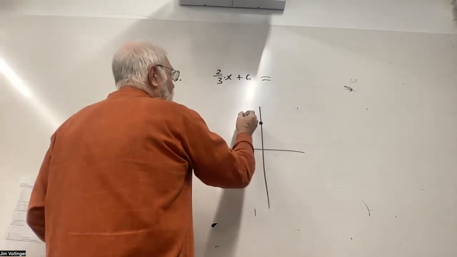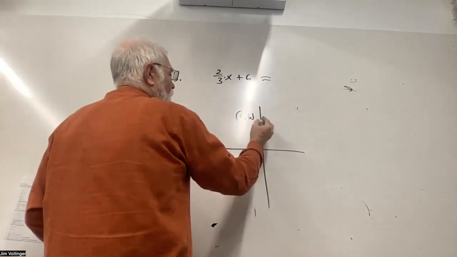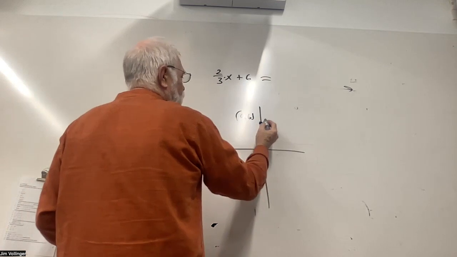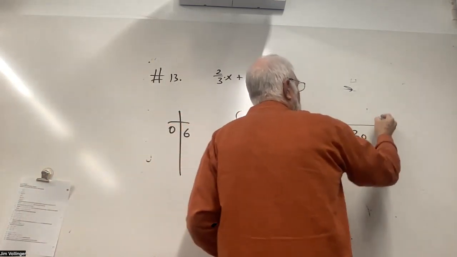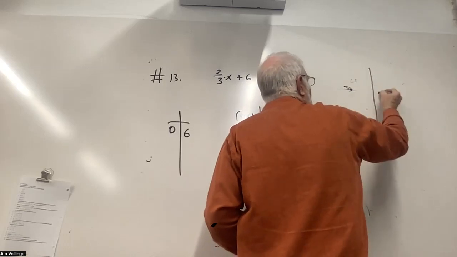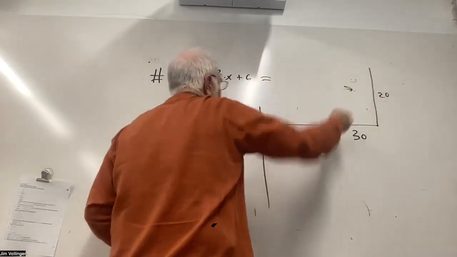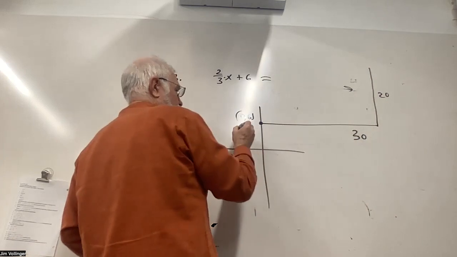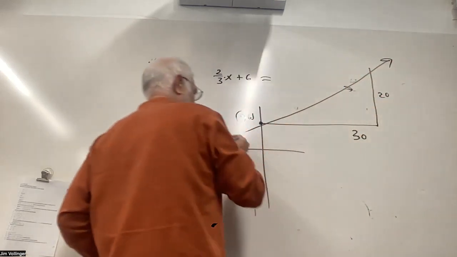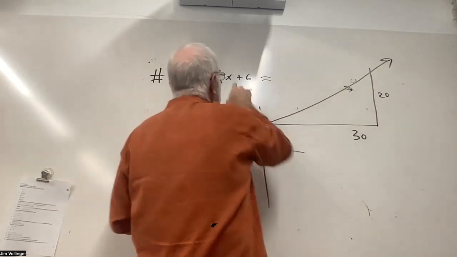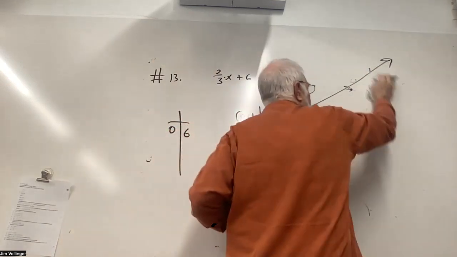So this is 0, 6, and I know I'm going over at a ratio of 2 to 3. So this time let's go over 30 units and let's go up 20. All right, that's a 2 to 3 ratio. All right, let's connect those. All right, so there's the left side of this equation.